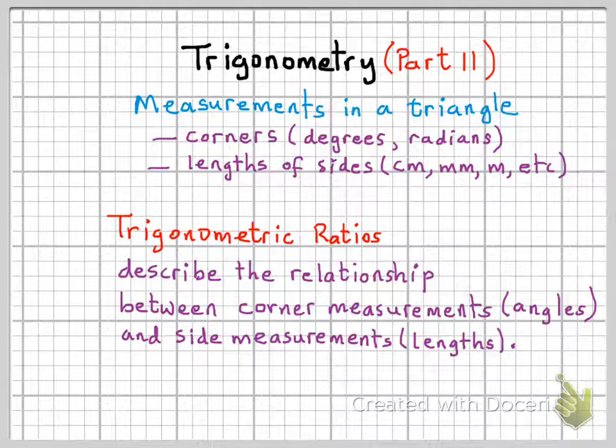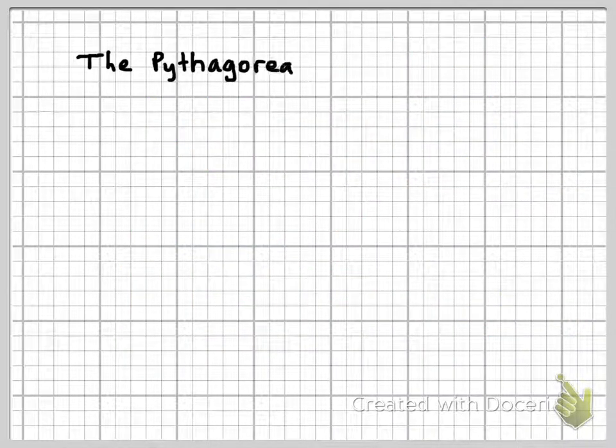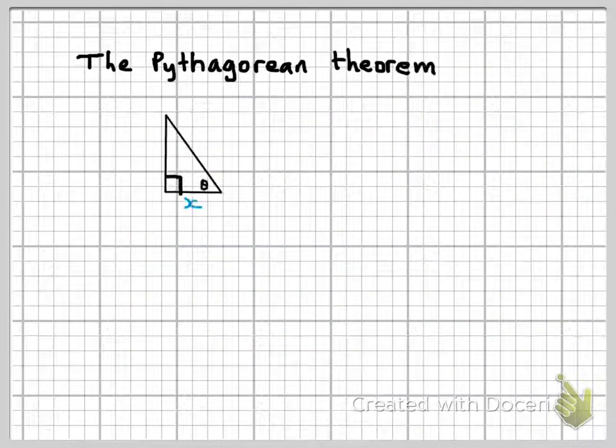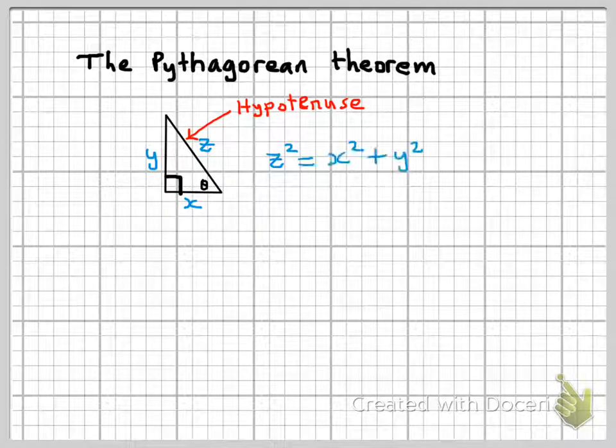But first of all, we have to talk about the Pythagorean theorem, which tells us about the relationship between the lengths of the sides of a right triangle. So, given a right triangle, such as shown, one of the angles is theta, the other one is a 90-degree angle. The length of the sides, we can say that one side is y, the other one is x, and the longest side in the right triangle, we'll call that z. That is called the hypotenuse.